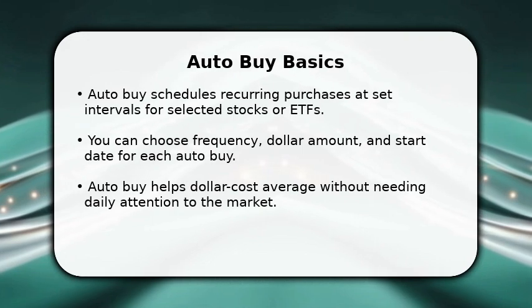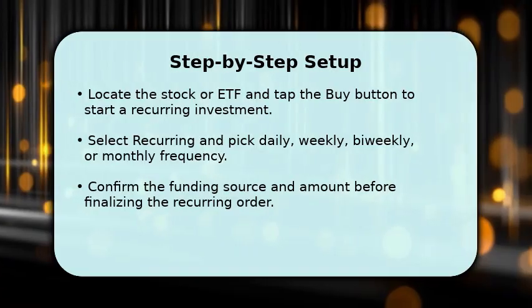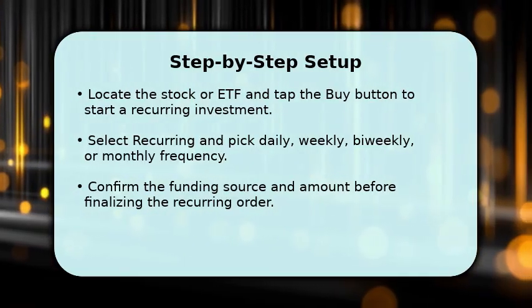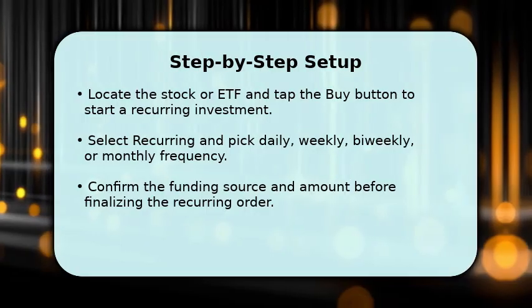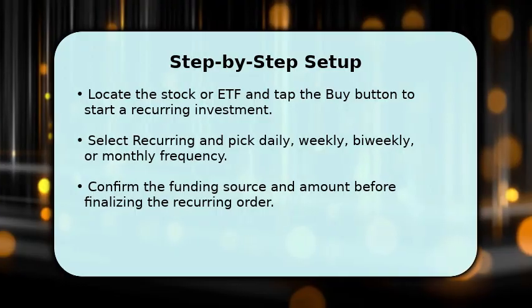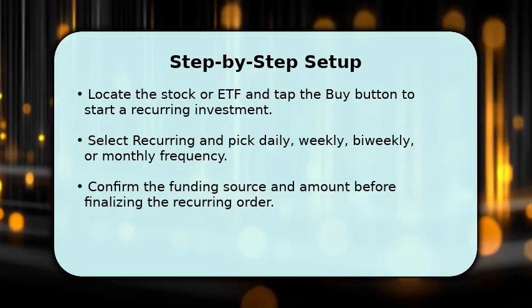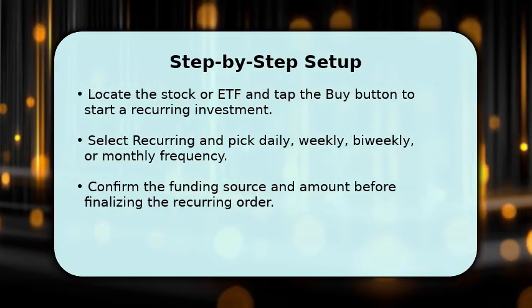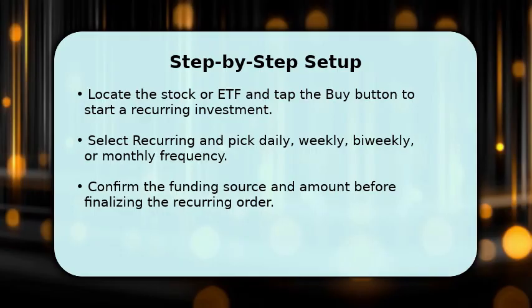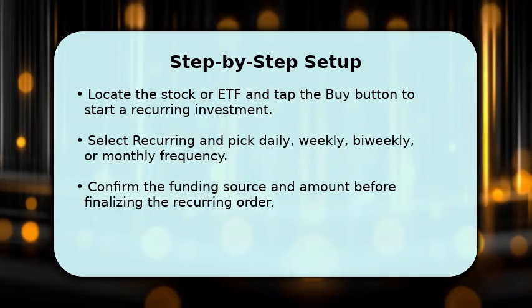Start by finding the stock or ETF you want to invest in and tap buy. Choose recurring to enable auto buy and then pick your schedule, such as weekly or monthly. Enter the exact dollar amount you want to invest each time and select your funding source from linked accounts. Review the preview screen for fees and timing, then confirm. I'll also explain how to pause, edit, or cancel a recurring plan quickly and safely.